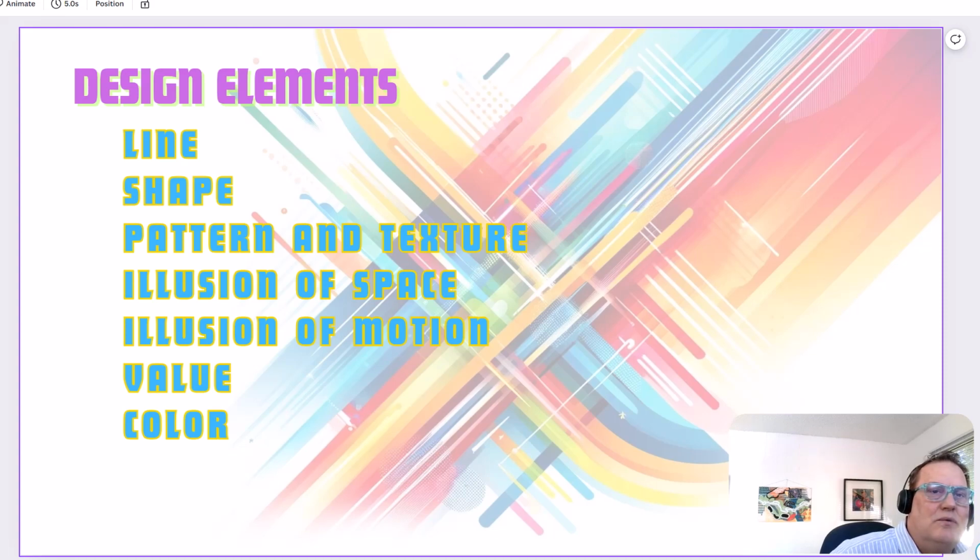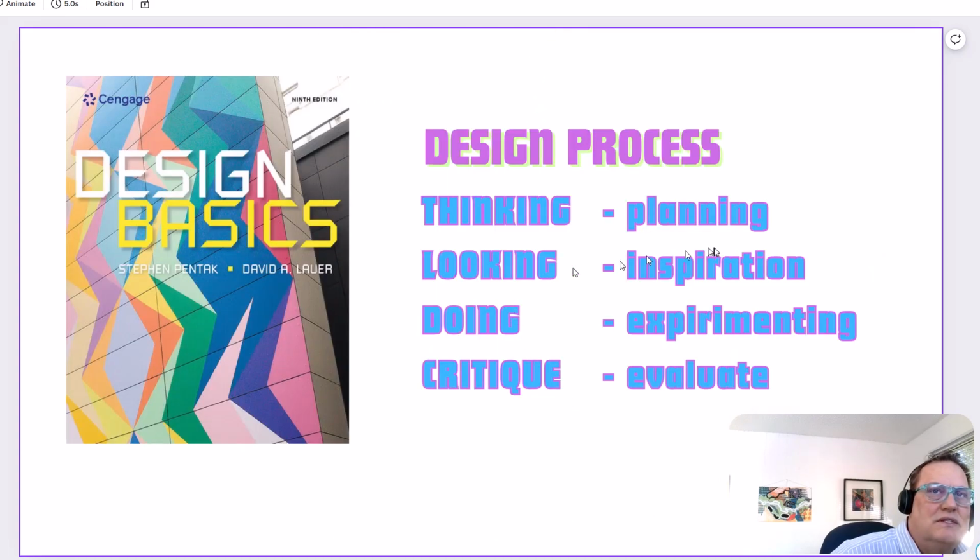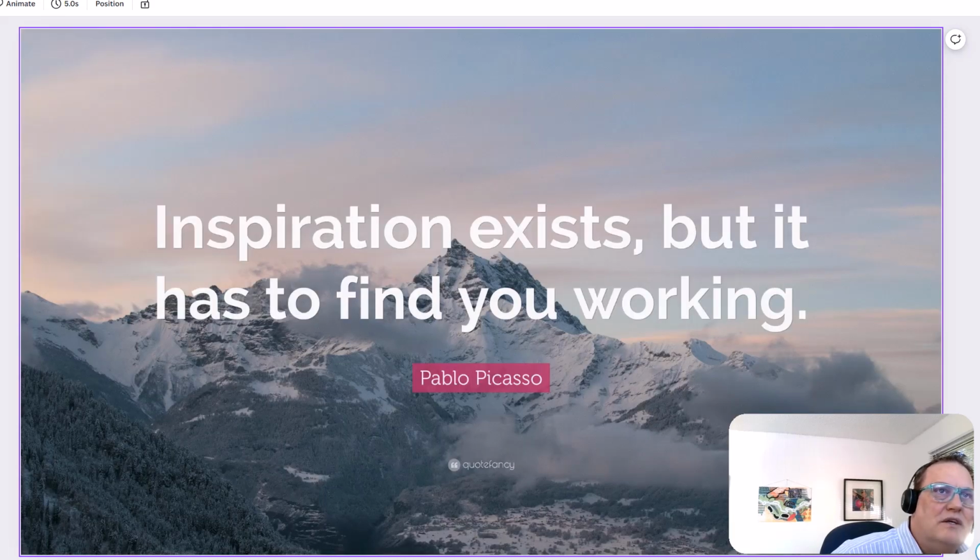I think one of the critical points in this is the inspiration. And so I love this quote from Picasso that said, "Inspiration exists, but it has to find us working." Now, what I think is important in this class is we need to find a way each week to get into a routine where we are working on design.